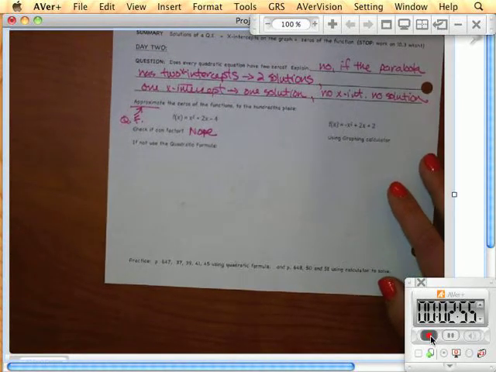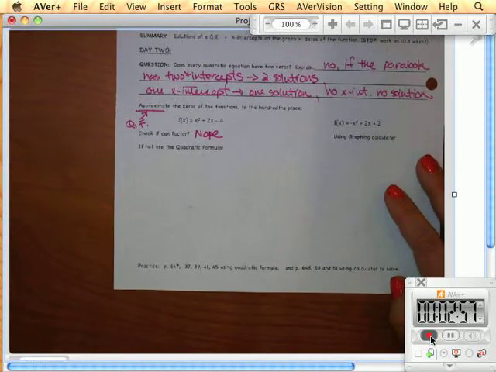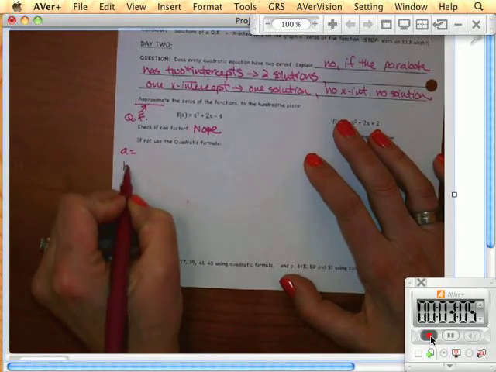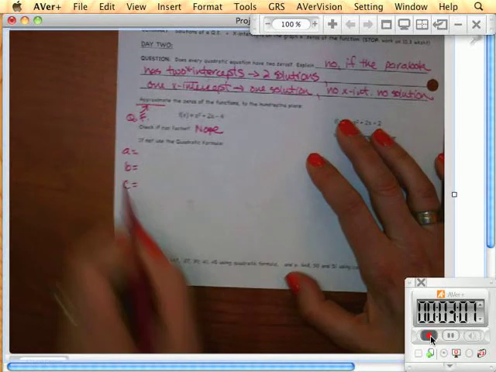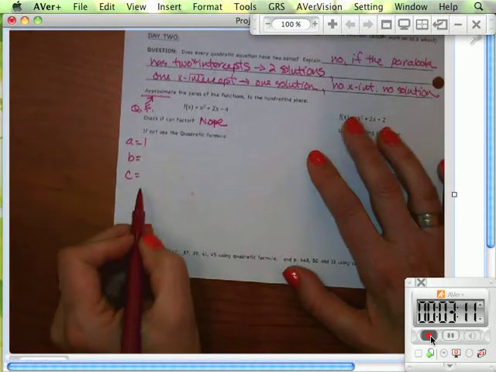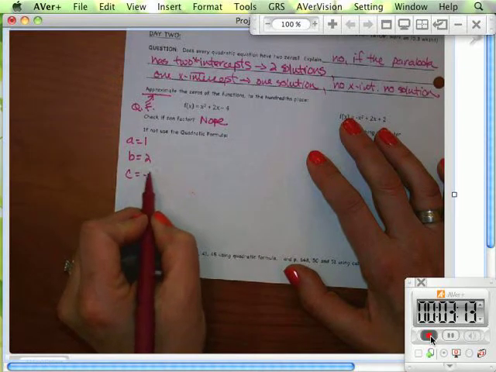So we can use the quadratic formula to find the x-intercepts. That's why it's x equals negative b. All right, so we have to identify a, b, and c. What's a? 1. What's b? 2. And c? Negative 4. Okay, let's plug it in.